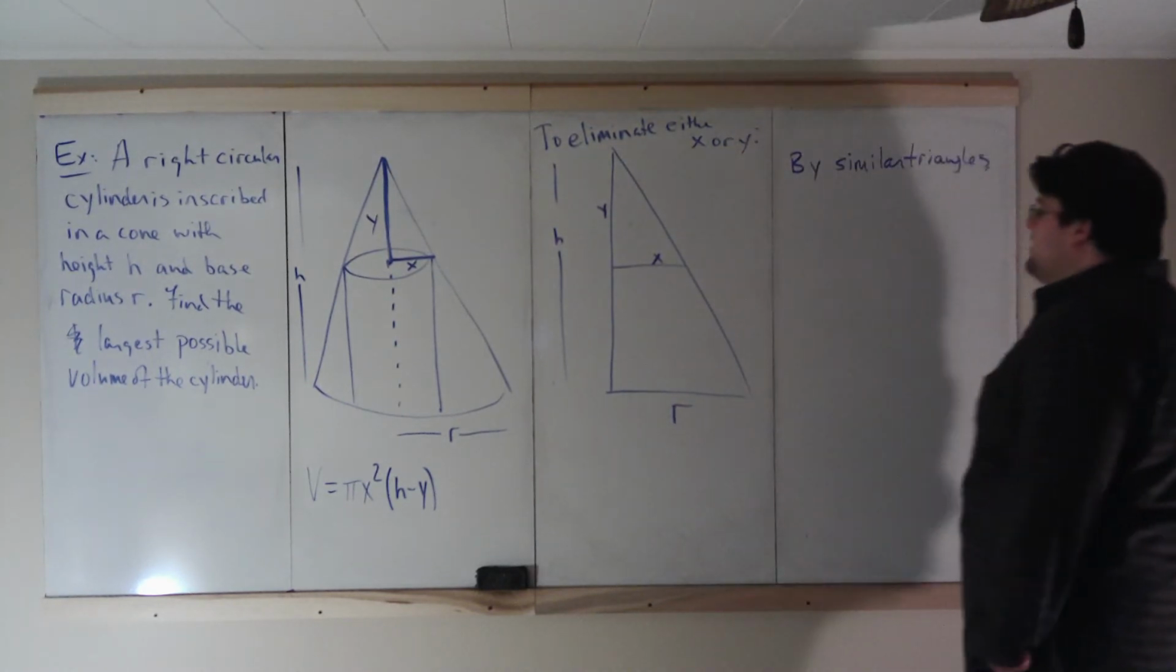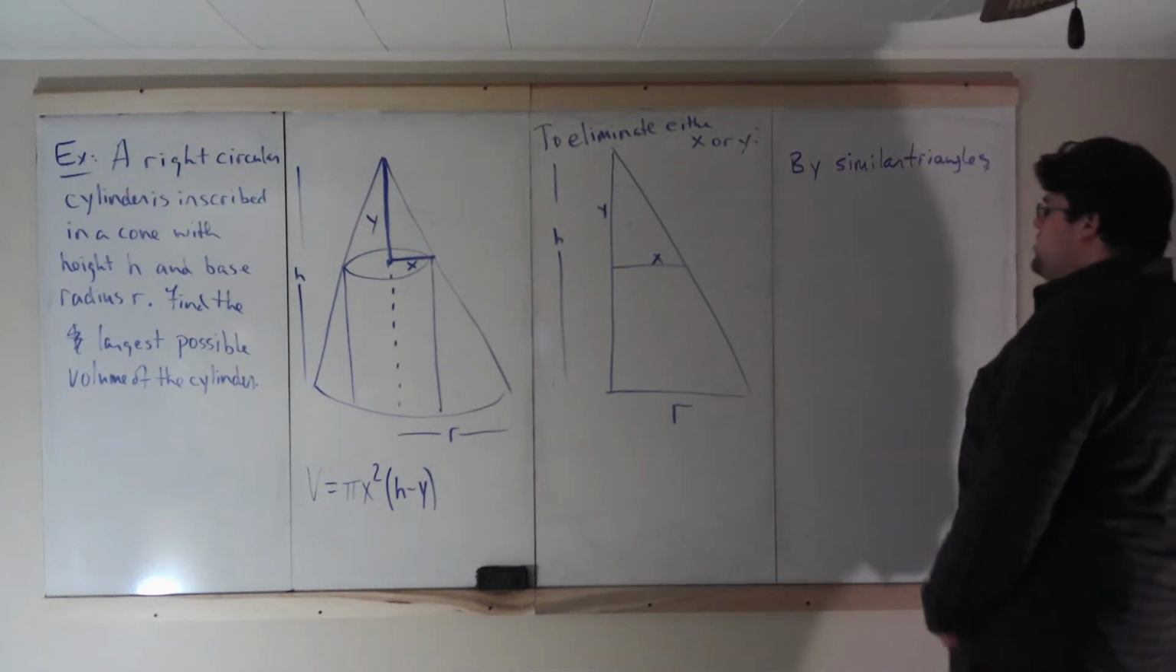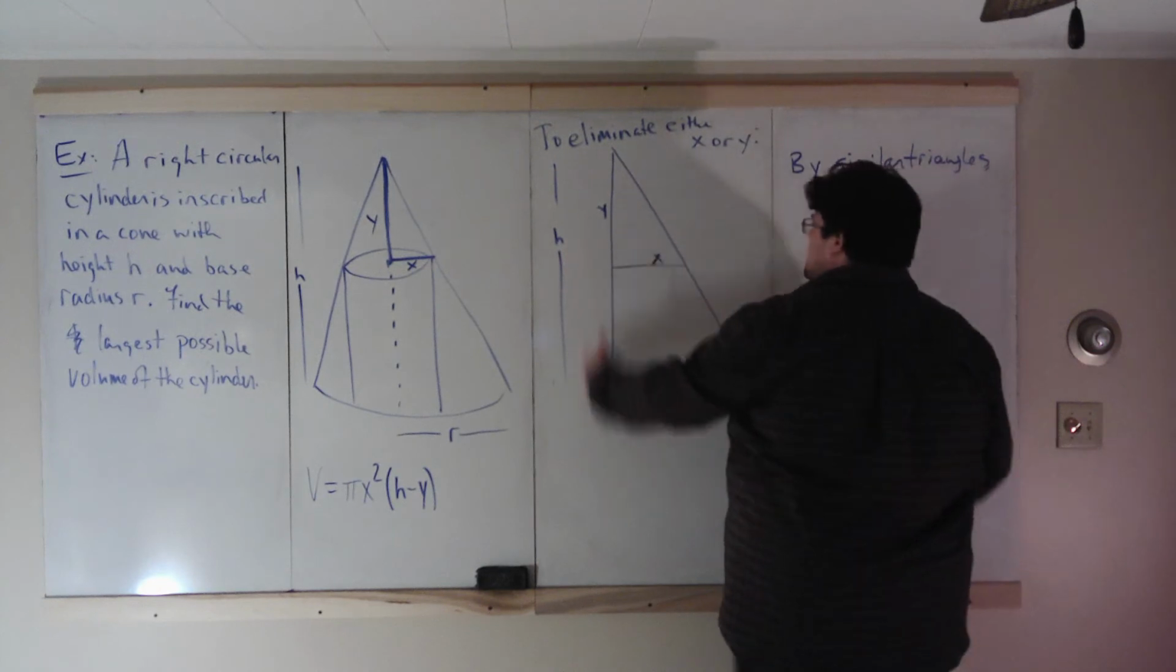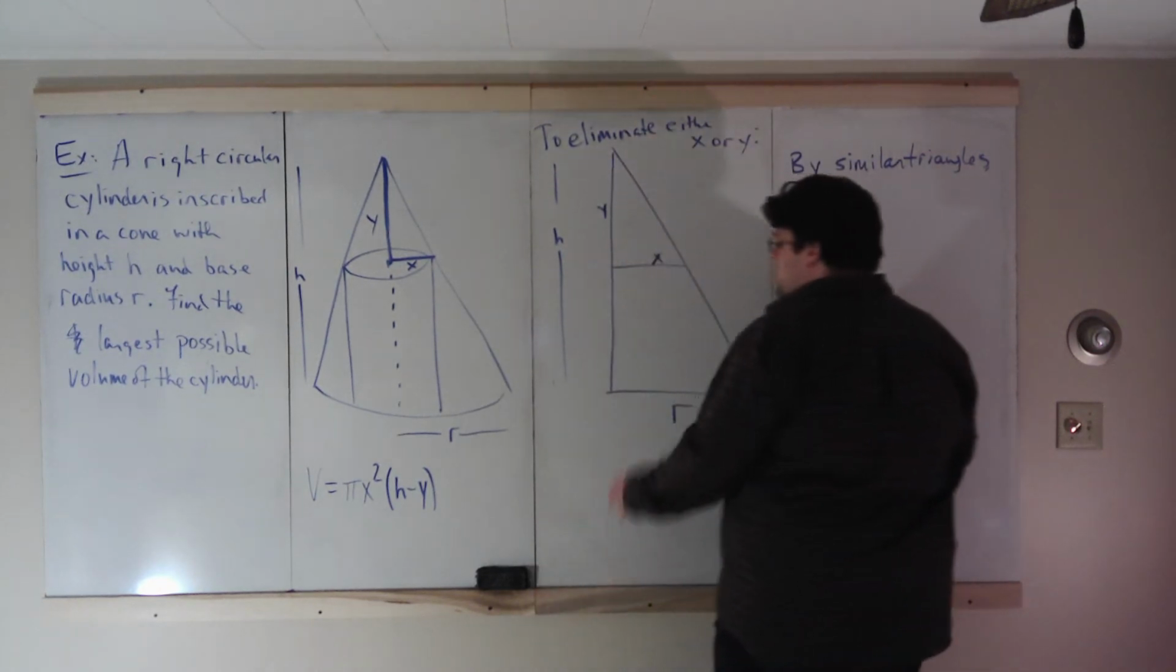By similar triangles, the ratio of the sides are going to be a constant. They're going to equal each other. So why are they similar? Angle, angle, angle.